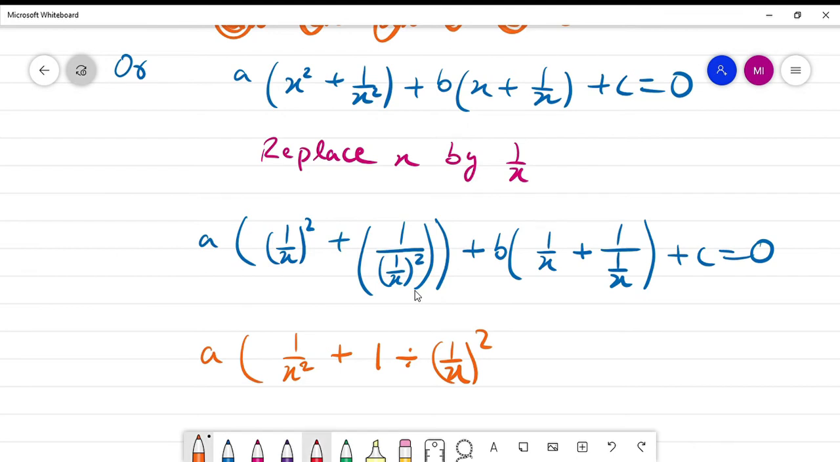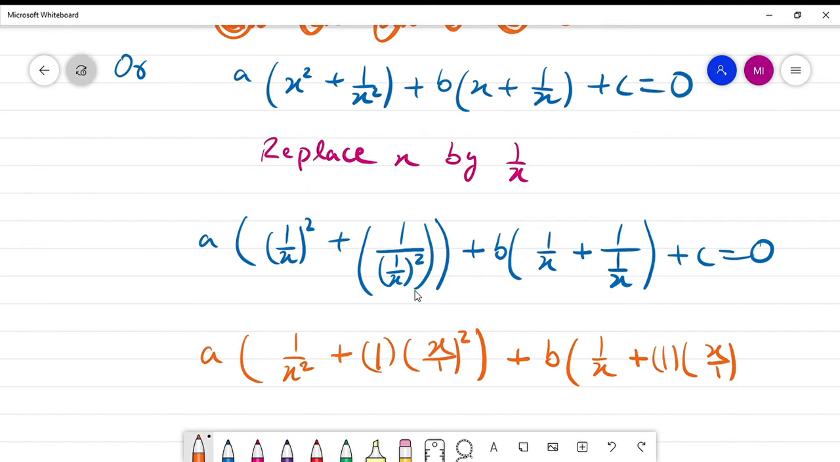So this is going to turn into 1 multiplied by x over 1, you could say, squared. Not that it matters, but we're just going to write it for the step. Plus b into 1 over x plus 1 into x over 1. We're doing the same thing here that we did right here, is equal to 0.